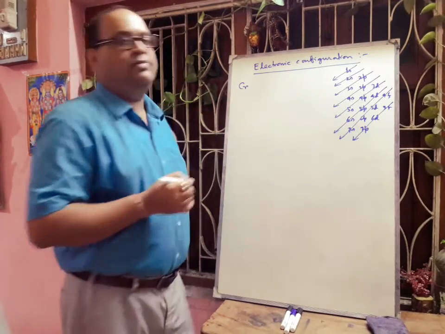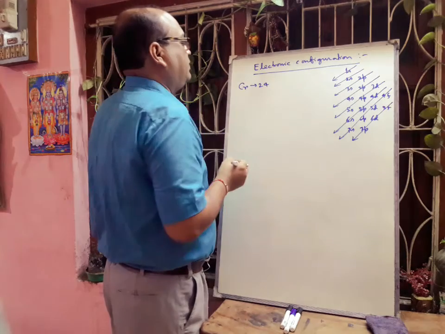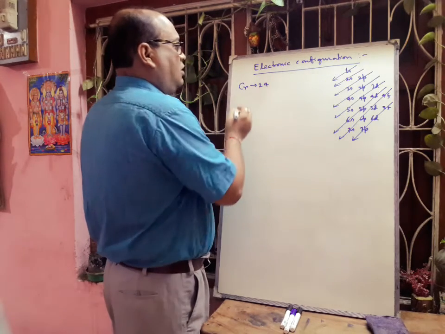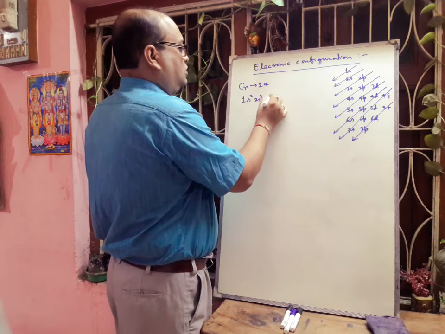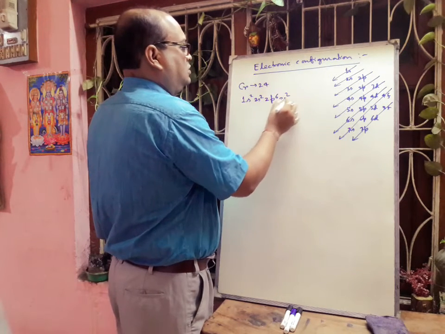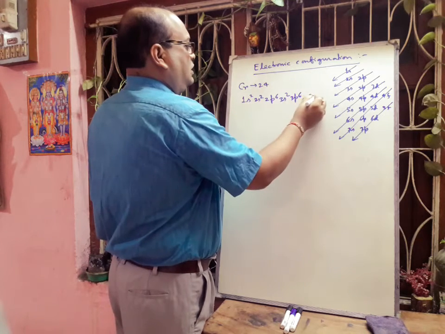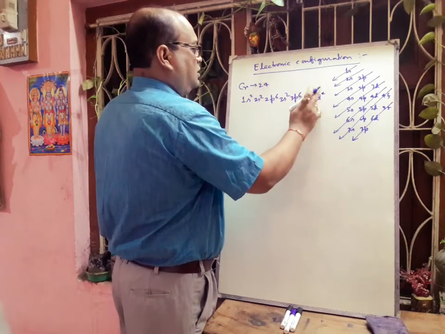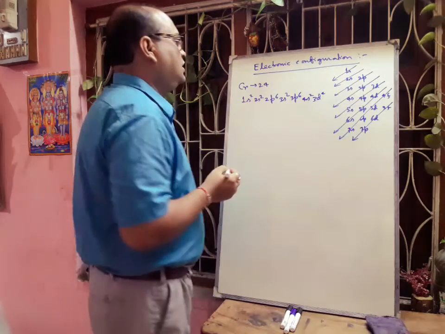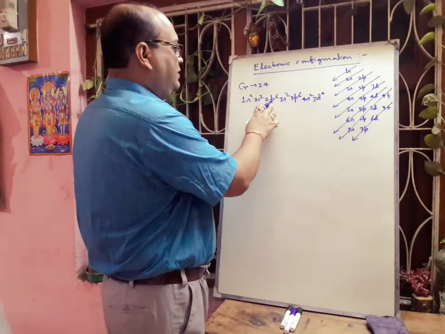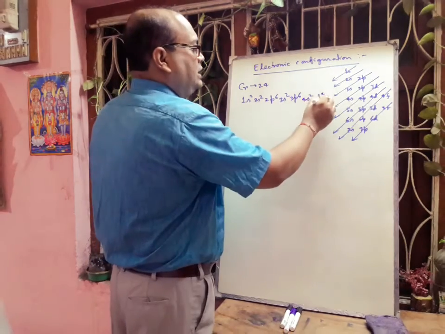Chromium, what is the atomic number of chromium? That is 24. So the electronic configuration we expect is 1s2, 2s2, 2p6, 3s2, 3p6, then 4s2, 3d4. That we expected. So here total number of electrons is 10, and here is 10 plus 4, 24. But it is not the correct electronic configuration.